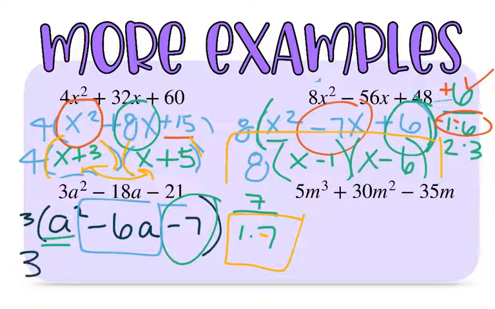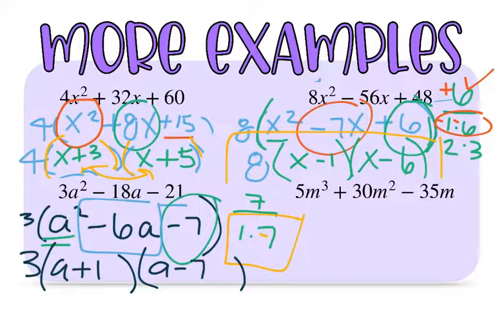So remember, this 3 just stays here, and the rest of it we'll write a plus 1 and a minus 7. It doesn't matter what order you write that in as long as you have both of those factors. Remember always that you can factor this back out and check your answer.